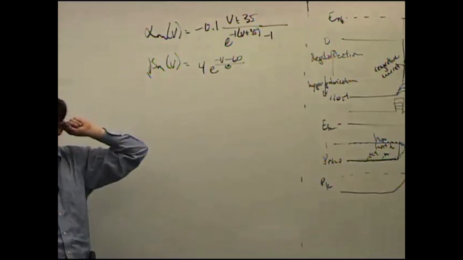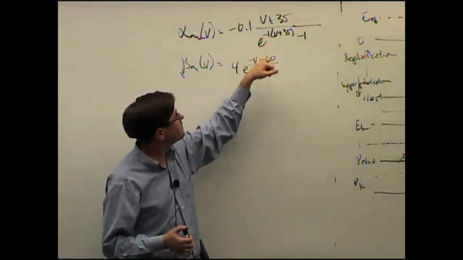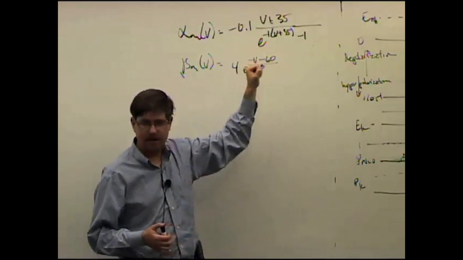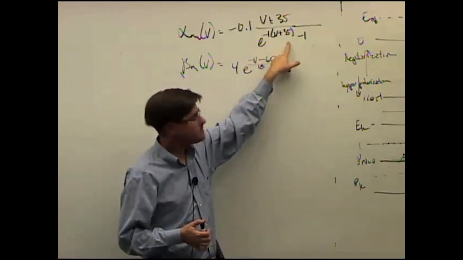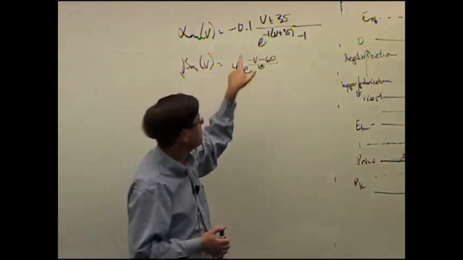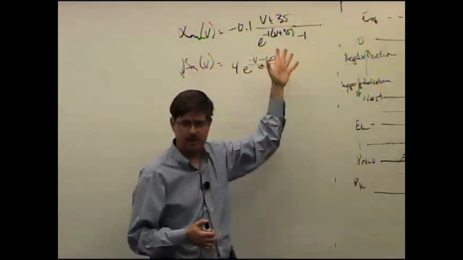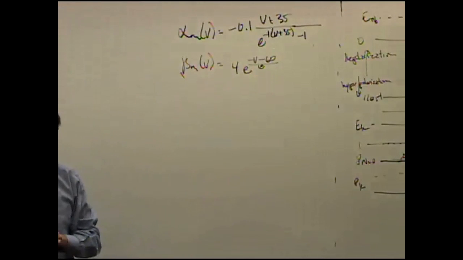What happens? It's undefined. Why is it? So this becomes, that becomes 1. That's right. It becomes 1 minus 1, 0. 1 over 0 is infinity. So there's a pole in these equations, right?